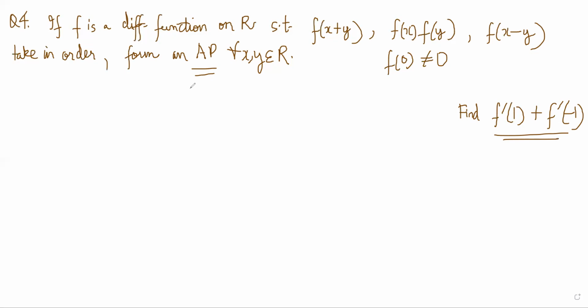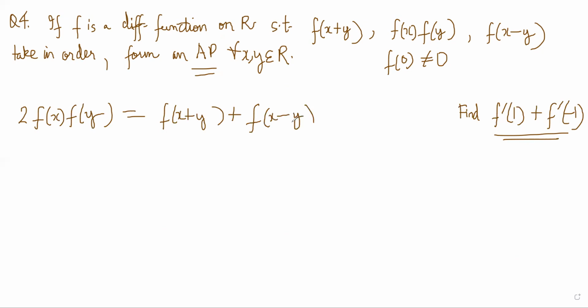AP is an arithmetic progression where every term differs from the preceding term by a constant difference, right? So the standard condition for an AP we can write on these functions. We can say 2 times the middle term will be equal to the sum of the first term and the last term, right? So this is the relation that we get from the AP condition.